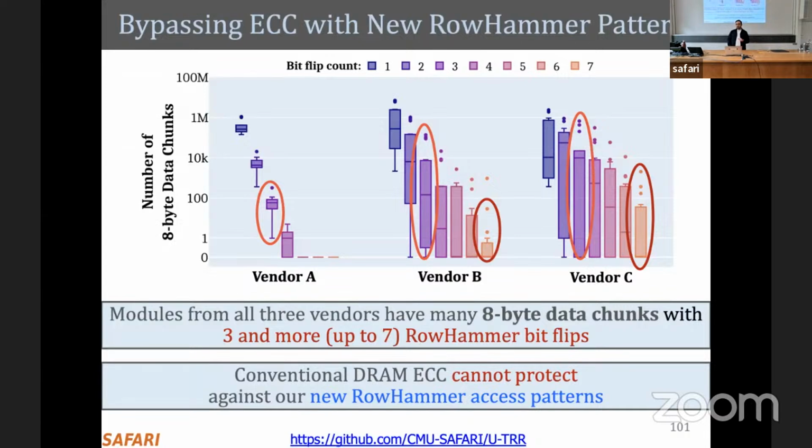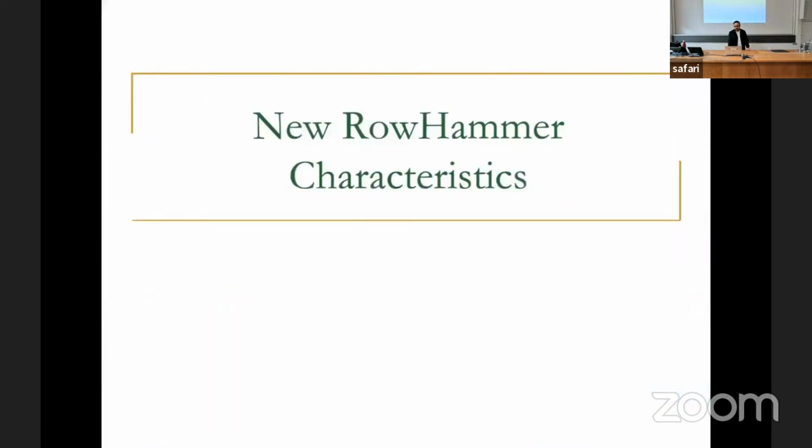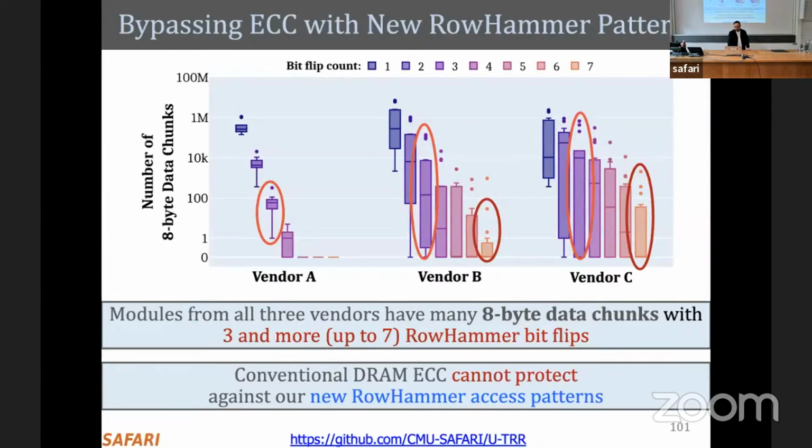So basically, you bypass ECC with these new RowHammer access patterns, and conventional DRAM ECC cannot protect against them. This also put a dot to the discussion about whether ECC is enough for RowHammer protection. Today you can fairly confidently say that ECC is not enough. We need additional mechanisms on top of ECC.